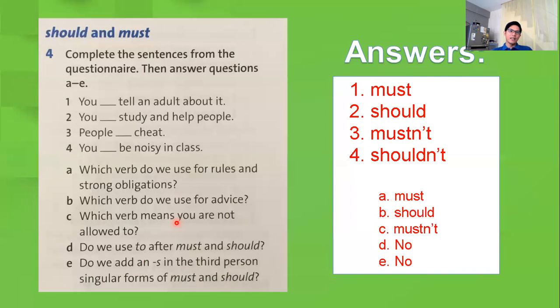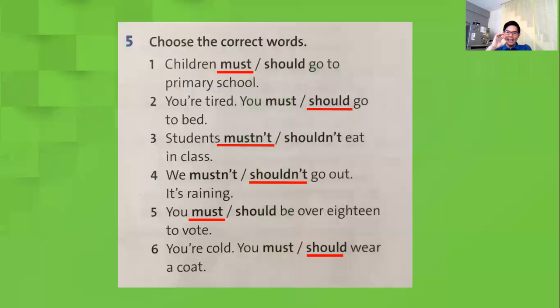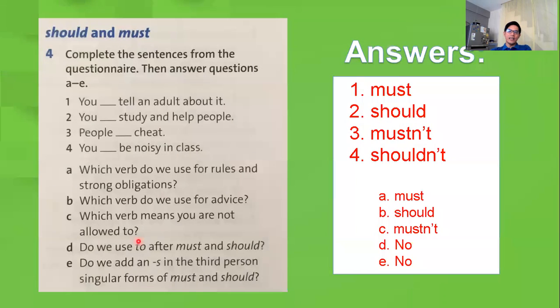All right. Remember, which verb do we use for rules and strong obligations? We use must. And for negative, mustn't. Which verb do we use for advice? Should. For negative, shouldn't. Don't forget that rule. And the base form of the verb. No need to put to, no need to add S.